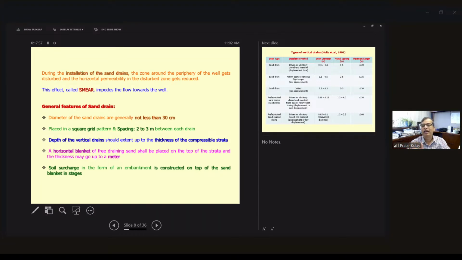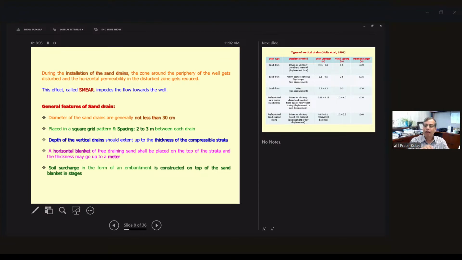The diameter of the sand drain generally should not be less than 30 centimeter. They are placed in a square grid pattern. It can be triangular also. Spacing is 2 to 3 meters between each drain. Depth of vertical drains should extend up to the thickness of the compressible strata. So you need to know how deep the clay layer is that you want to reduce. You need to go up to that depth.